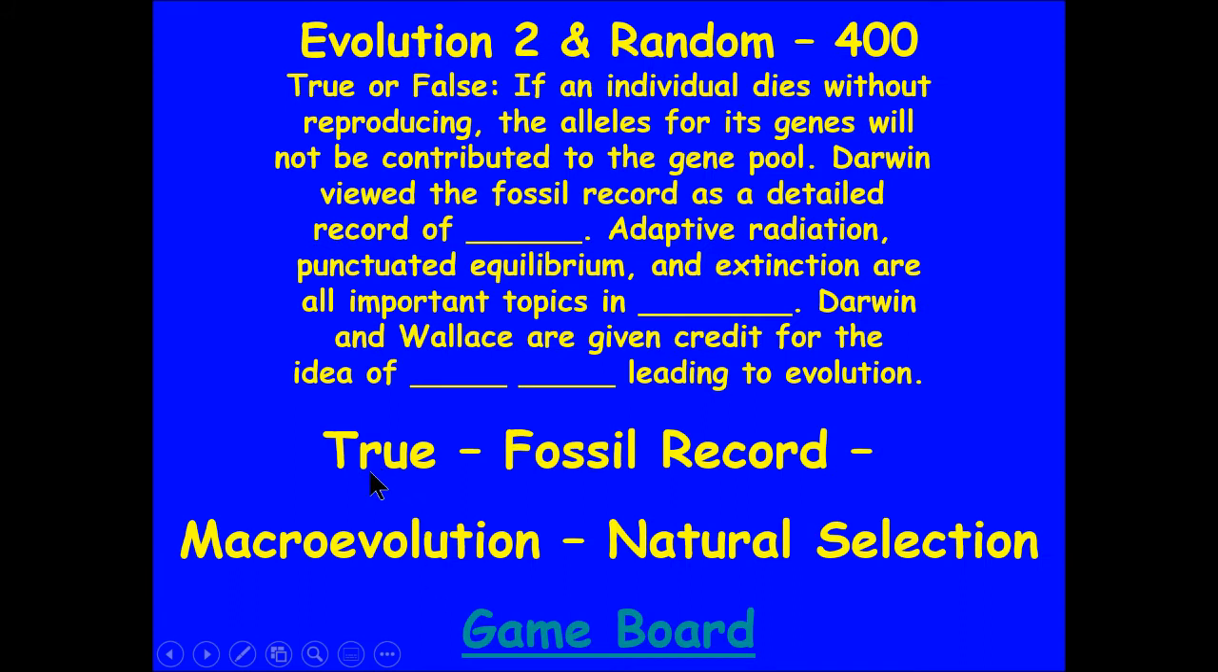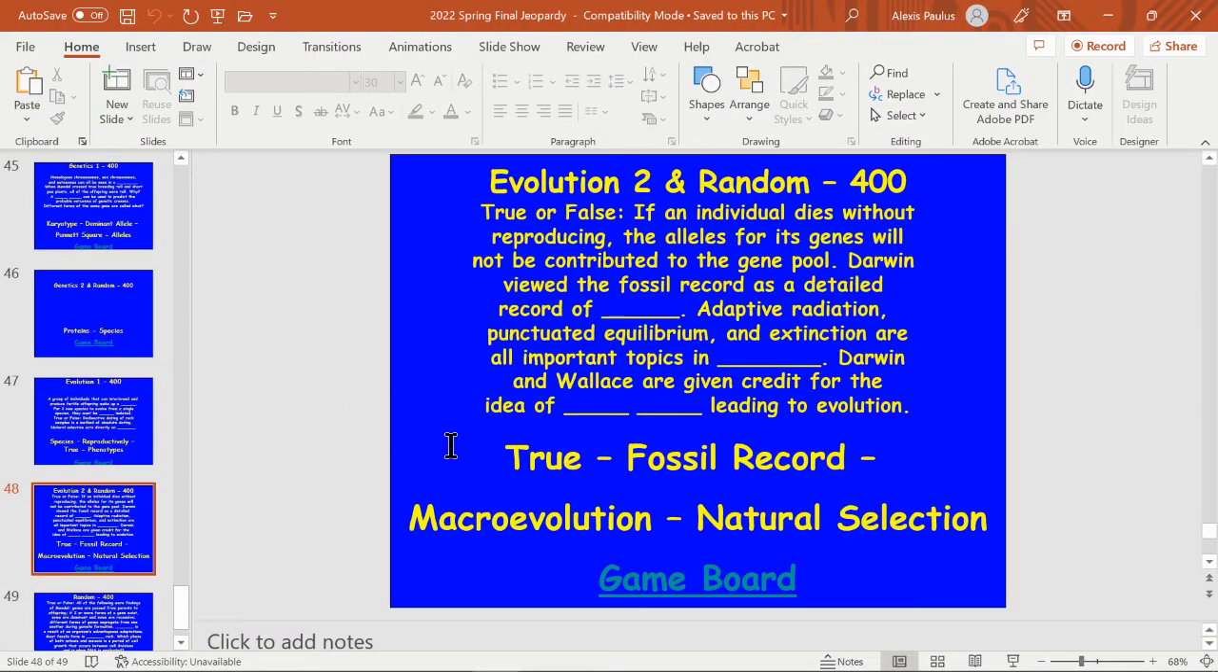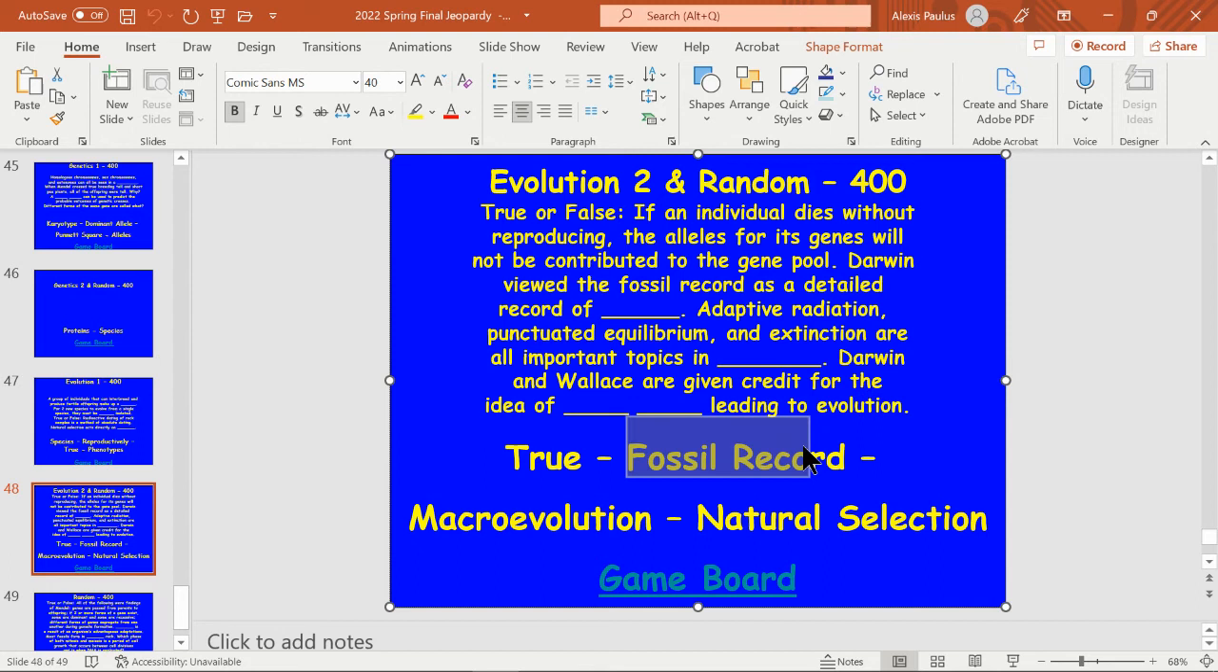That is true. So if an organism dies, their genes are gone from the gene pool. Only if they reproduce and successfully reproduce do those genes stay in the gene pool. And that's what natural selection does: if they die, over many generations, it gets rid of those bad characteristics. Darwin viewed the fossil record as a detailed record of evolution. Sorry, that's a mistake. Sorry about that.